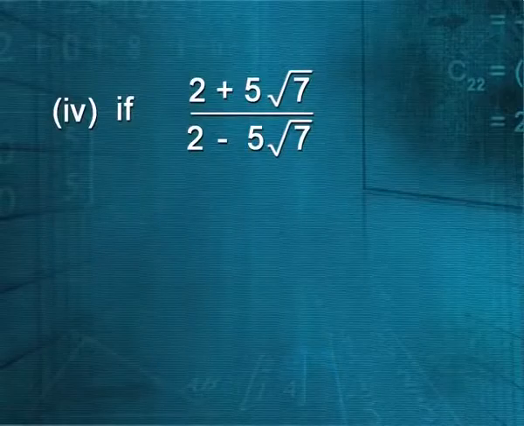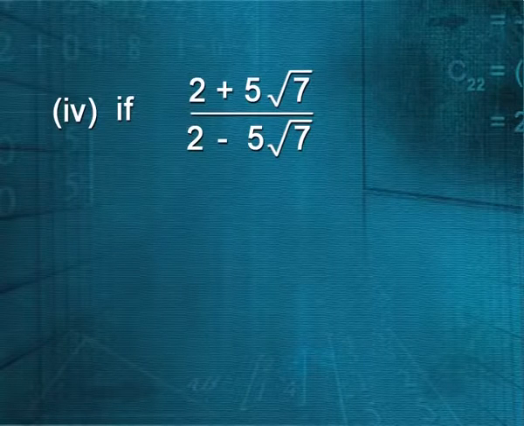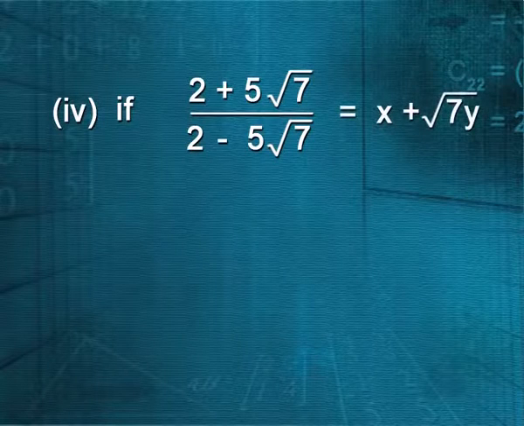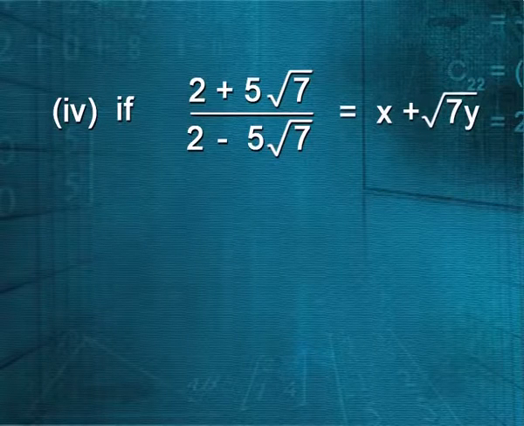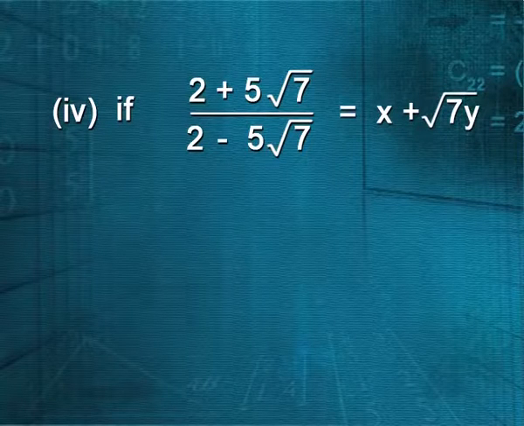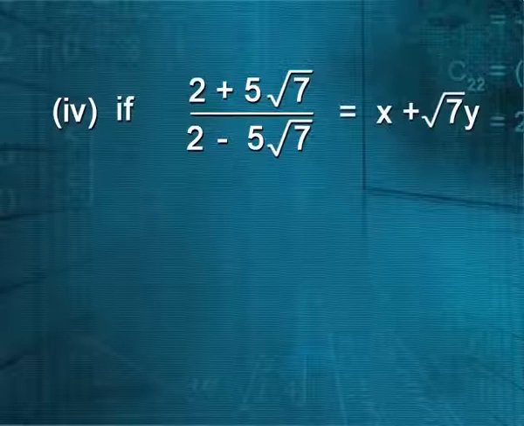Let us see one more example. In this example, we are given that 2 plus 5 root 7 divided by 2 minus 5 root 7 is equal to x plus root 7 y, then find the value of x and y. So, we start with the left hand side, we simplify it, we rationalize it, and then we will compare the left hand side with the right hand side and find the value of x and y.